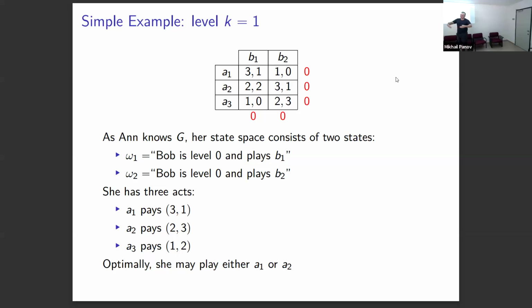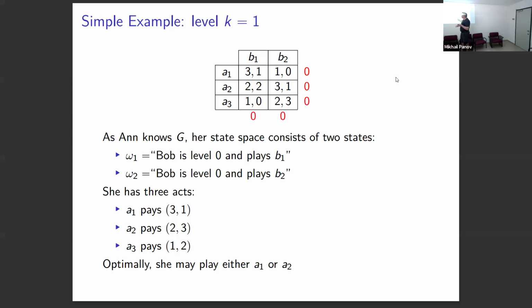Okay, and then she considers possible descriptions of states, and the states in my model can actually be written as a set of propositions which are true or false. So some non-divisible propositions. So for her, a state is a combination of two propositions: Bob is level 0 and what he plays. So Bob is level 0, he plays B1. Bob is level 0 and he plays B2. And now she looks, everything is possible.